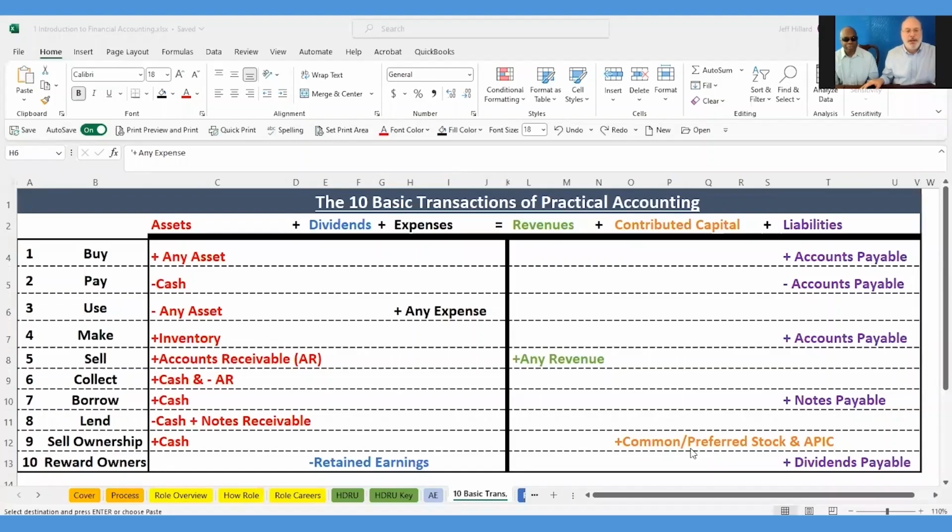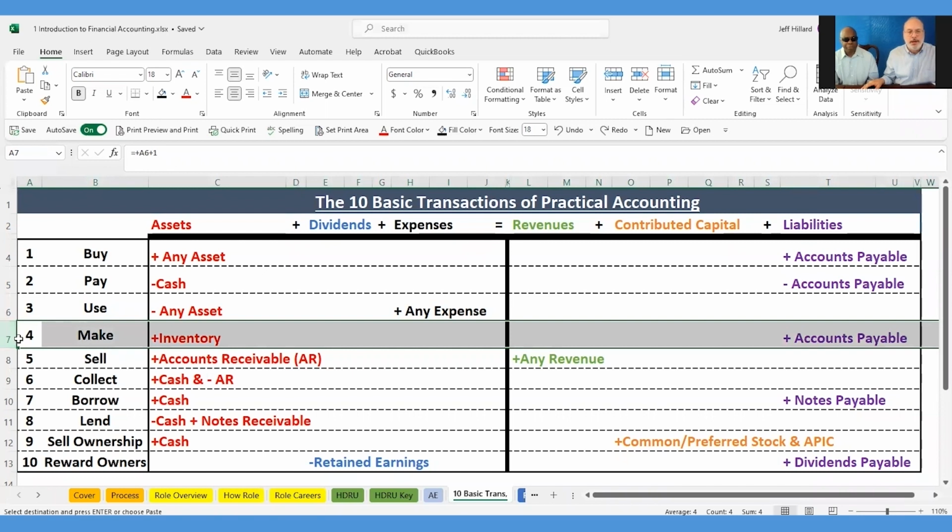The fourth of the 10 basic transactions is make. Make is when you create inventory. It's really a form of buy, but it's a little more complex. We're going to cover make in the next course, managerial accounting. This is called cost accounting.